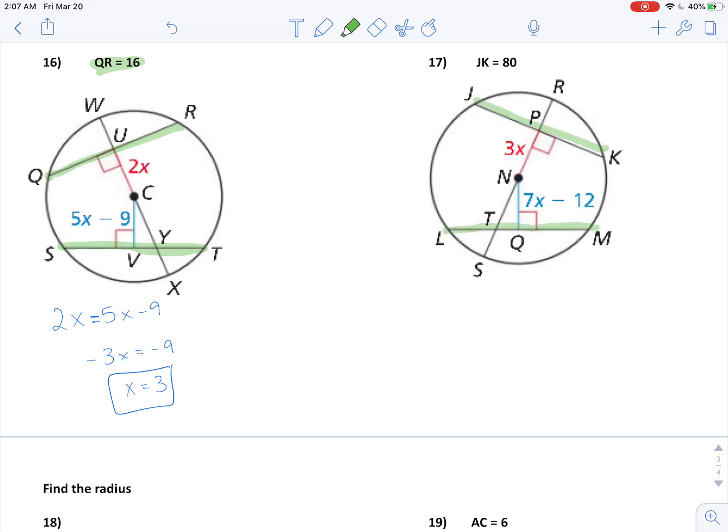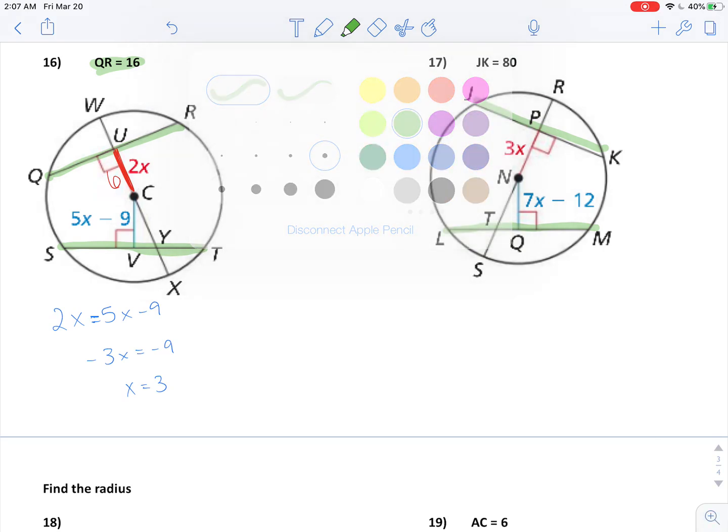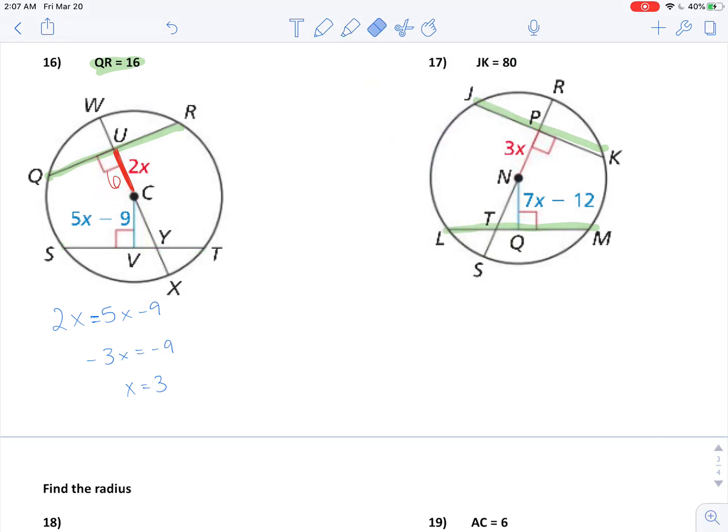So JK is 80. It's congruent to LM, must also be 80. Or you know what? We didn't even find the radius. We found x. Let's find our radius. So x is 3. Then what's this? Well, that's got to be 6.